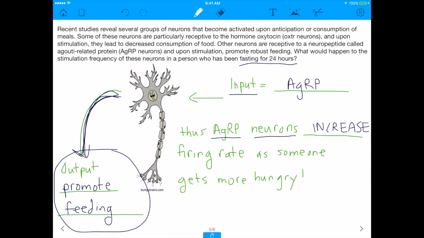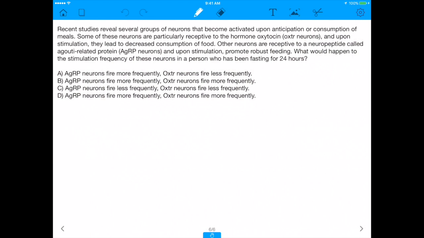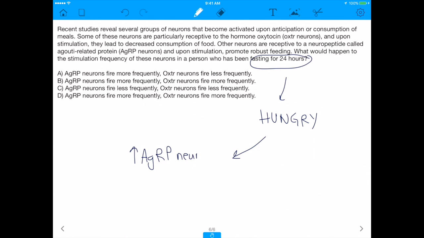So that's that. So the AgRP neurons will increase their firing rate as someone gets more hungry, and the oxytocin neurons will decrease their firing rate as someone gets more hungry. And if you've been fasting for 24 hours, you are going to be hungry. You're going to be super hungry. And if you're hungry, believe it or not, you are going to have an increase in AgRP neuron stimulation, and you're going to have a decrease in oxytocin neuron stimulation because those two do two different things, right?